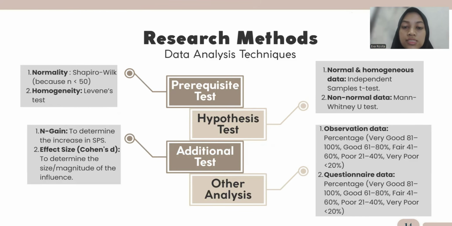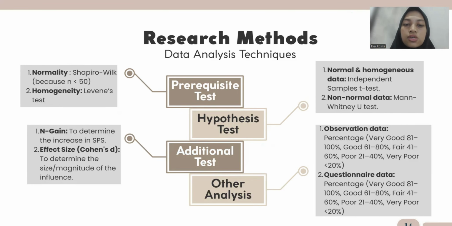Lastly, for data analysis techniques, I will explain them based on each research question. The first research question is for learning implementation. Data from observation sheets will be analyzed using percentage and categories from very good to very poor. For the second research question, on the difference in SPS, data from the pre-test and post-test will be analyzed using the independent sample t-test if the data is normal and homogeneous. If the data is not normal, the Mann-Whitney test will be used as the alternative.